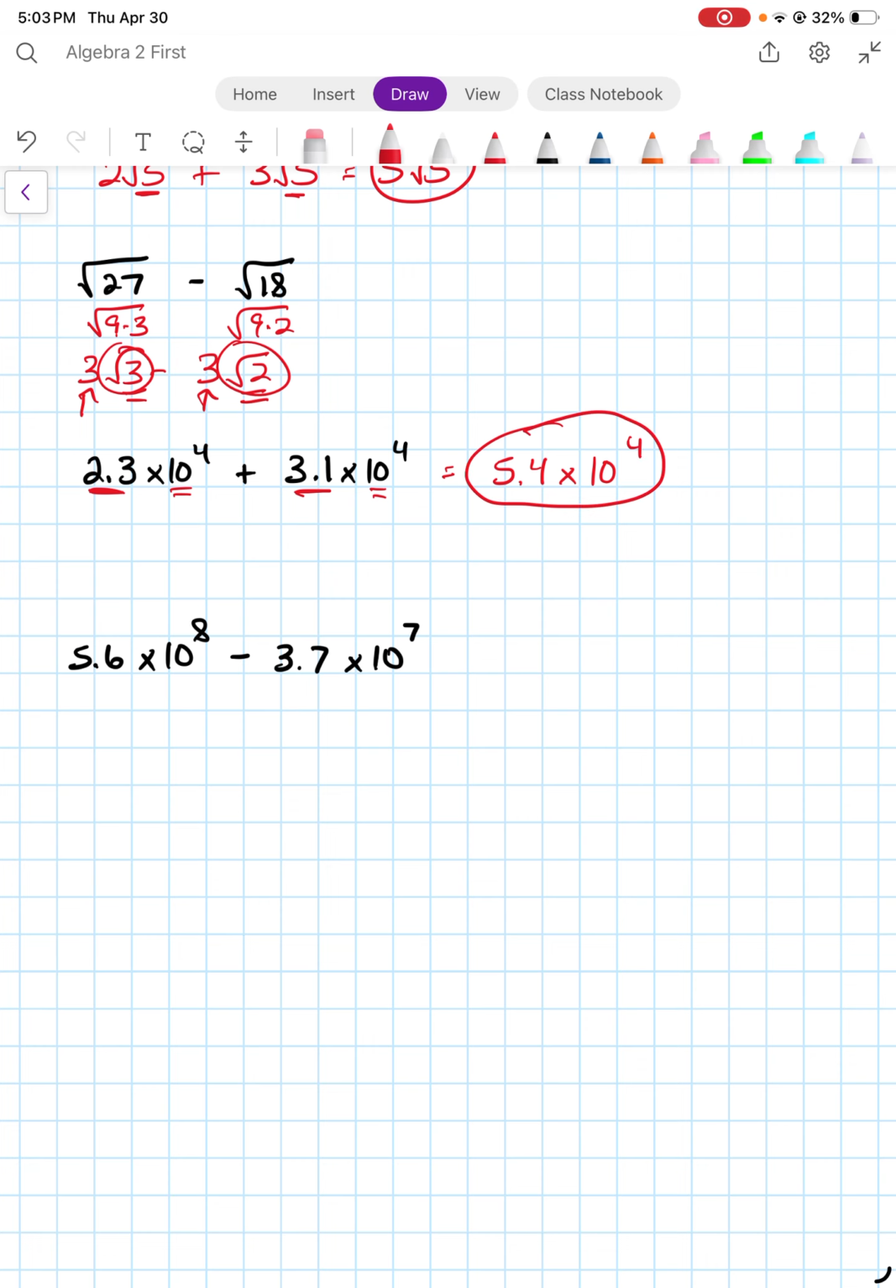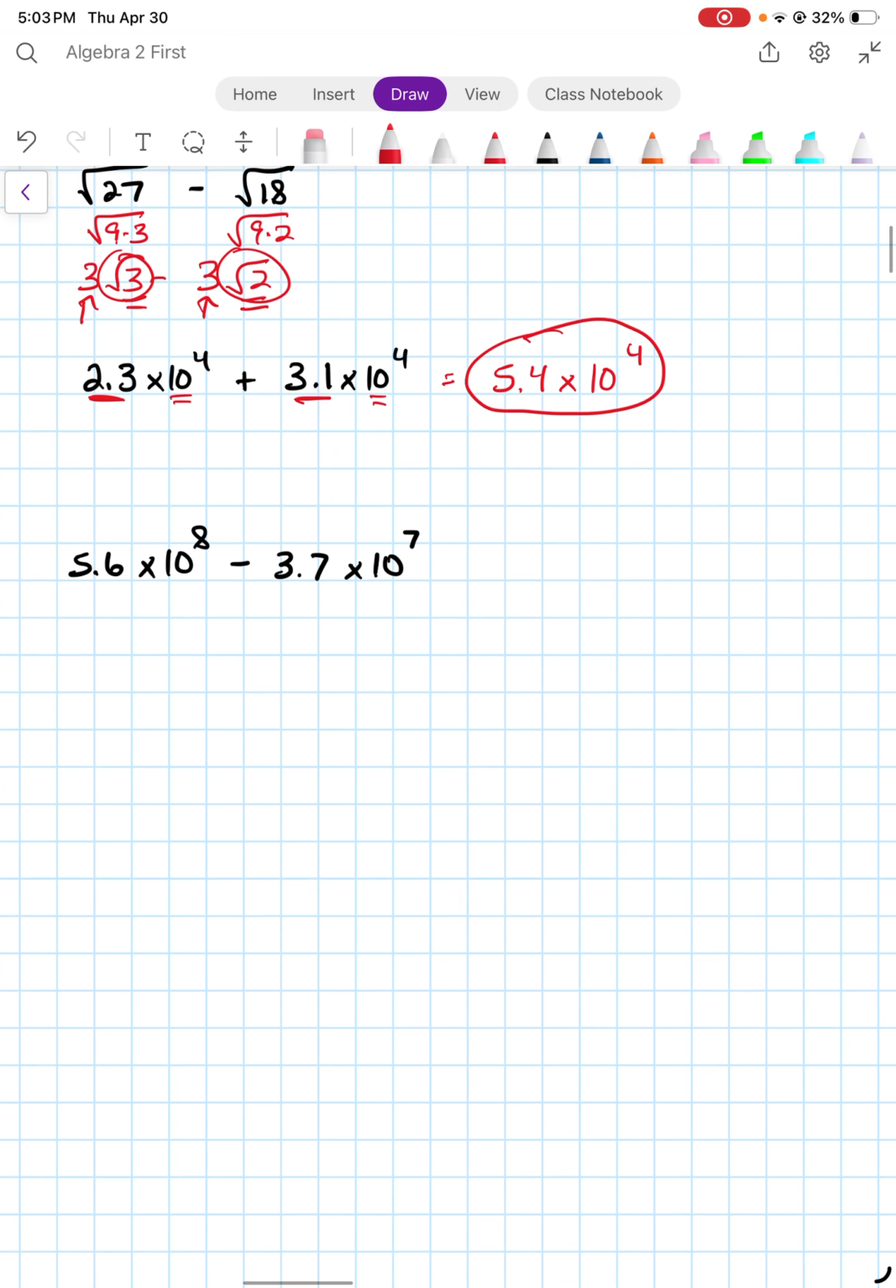Now, sometimes you might have to change scientific notation to make them alike. Notice you have 5.6 times 10 to the eighth. And what we can do is change the second one. 3.7 times 10 to the seventh means we've got to take this decimal and move it 7 times to the right. If we were to put it right here, we would now have to move it 8 times to the right. So if we move it to right there, we now have times 10 to the eighth.